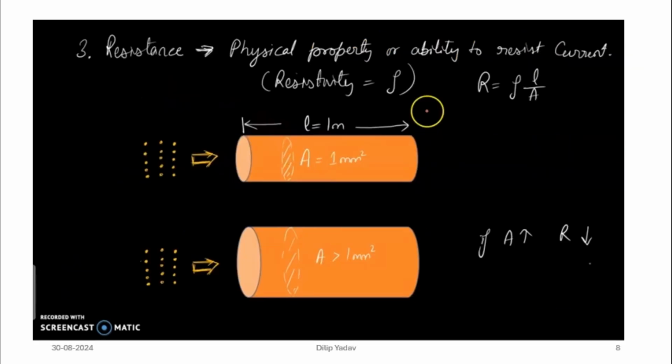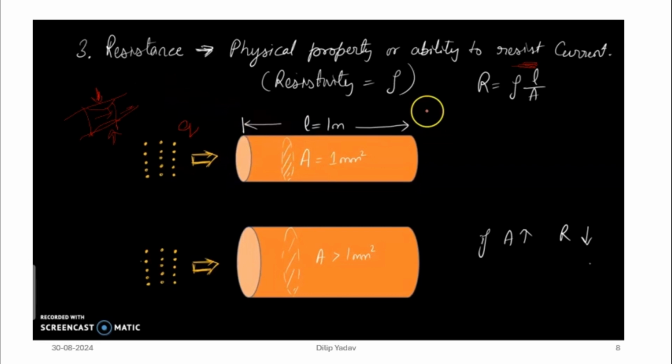The resistance is a physical property, the ability to resist the current. In the pipe, we are resisting the flow by putting some pressure. We can say the area has decreased, so the pressure will increase at a higher rate, and then after that point it becomes the same again. This is the pipe in which the water, or the charge, is flowing, which has a length of 1 meter and an area of 1 meter square.